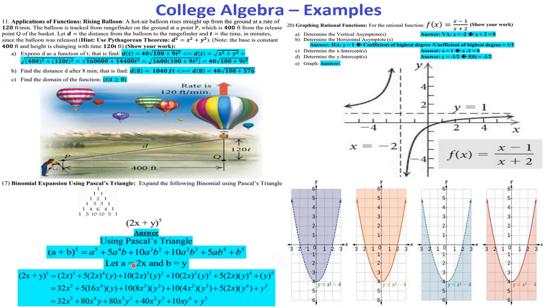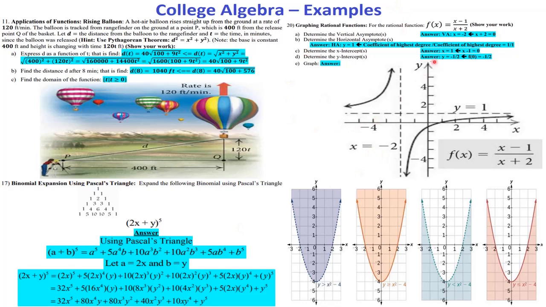Then simply substitute a as 2x and b as y. When you substitute, you end up with 32x to the 5 plus 80x to the 4 y plus 80x to the third y squared plus 40x squared y cubed plus 10x y to the 4 plus y to the 5.